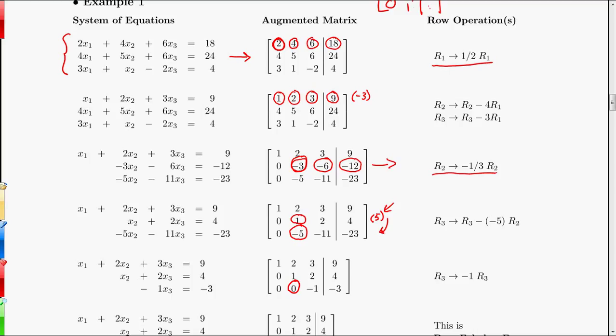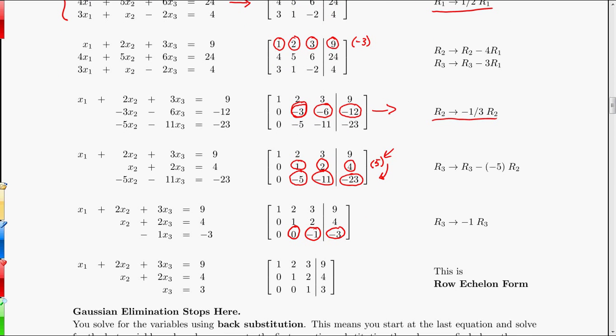But I have to do that to the entire row, right? So I have to take 2 times 5 is 10, add it to negative 11, and I get negative 1. Then I take 4 times 5, and I get 20. I add it to negative 23, and I get negative 3. Right?